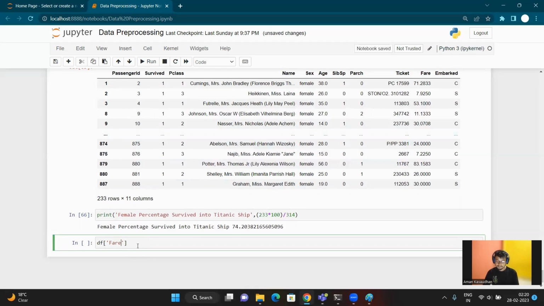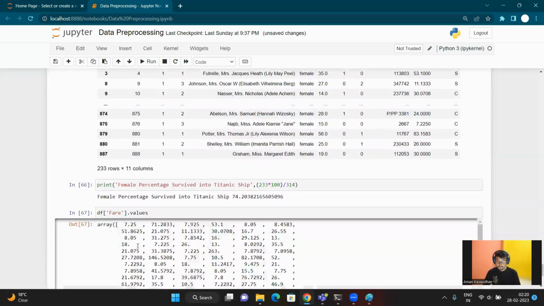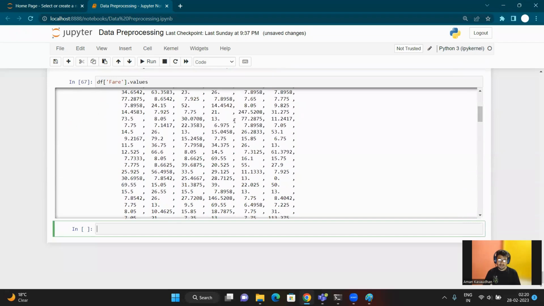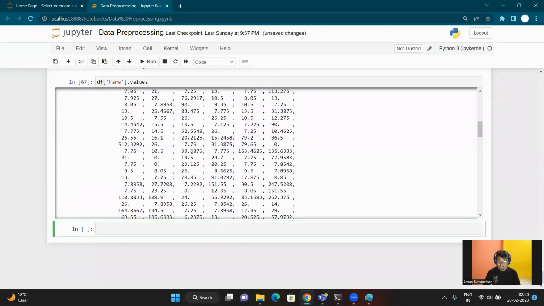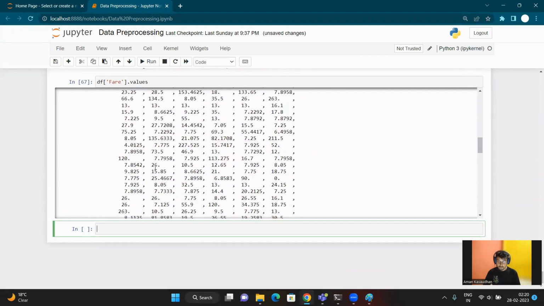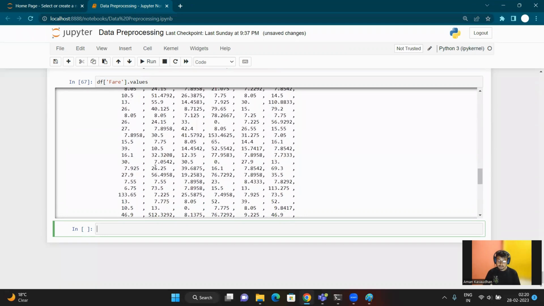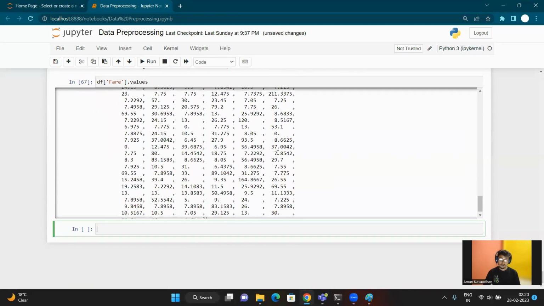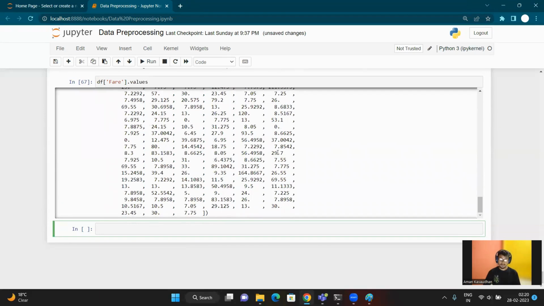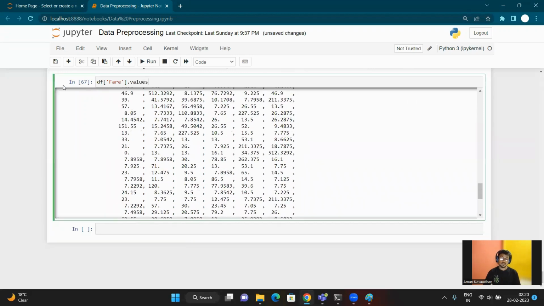df of fare dot values. Now, as you can see, we have a lot of different values: $7 also, $39 also, $100 also, and $56 also, $512 also. So, a lot of data is there, 500, 200, like this. So, what I'm thinking to do is let's divide it into three categories.